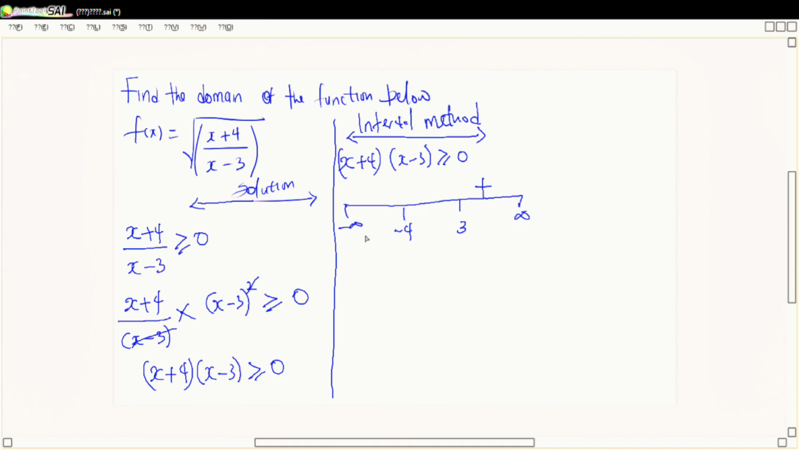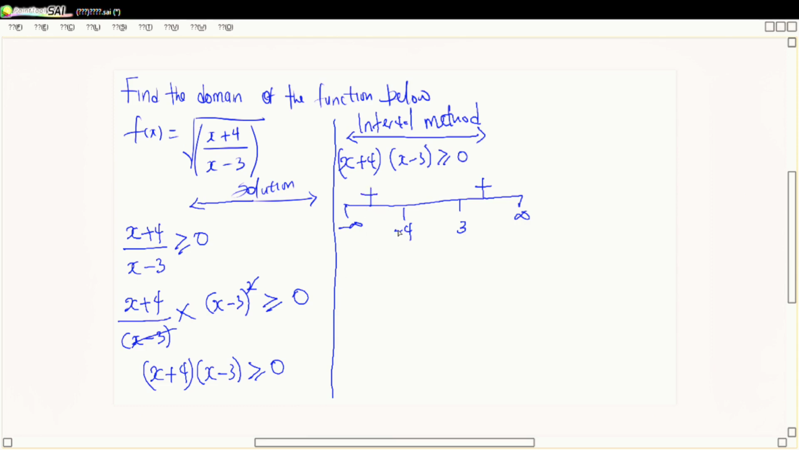Check this one too. Let's say you pick minus 10. Insert minus 10 here. Minus 10 plus 4 will give us minus 6. Minus 10 minus 3 will give us minus 13. Now, minus 6 times minus 13 will give us a positive answer. That we have plus here.